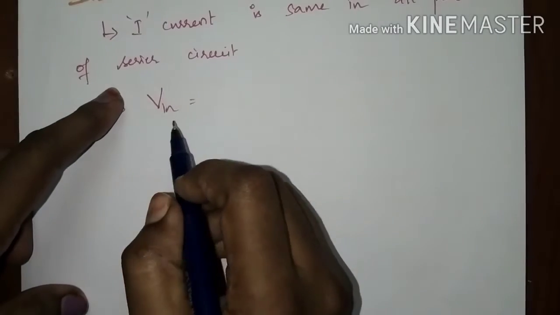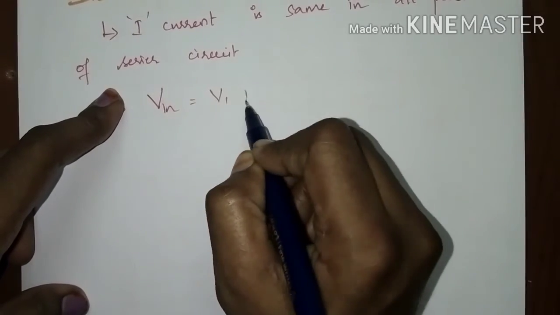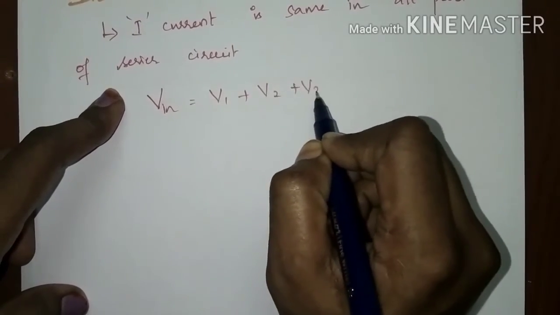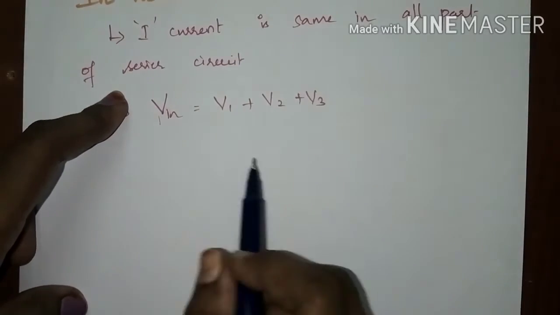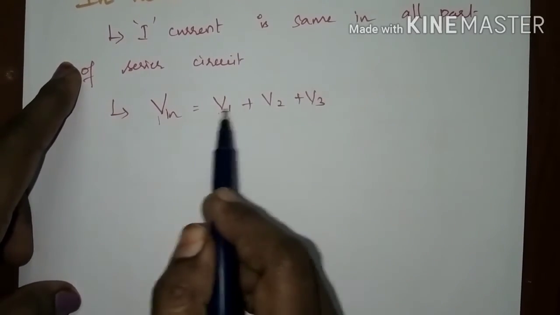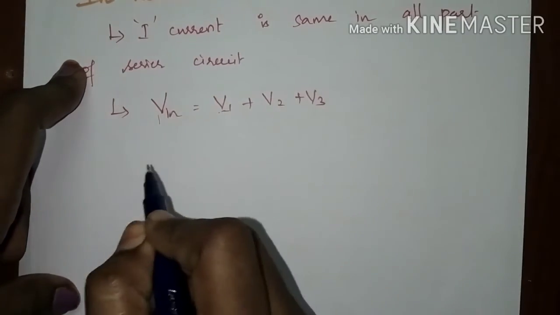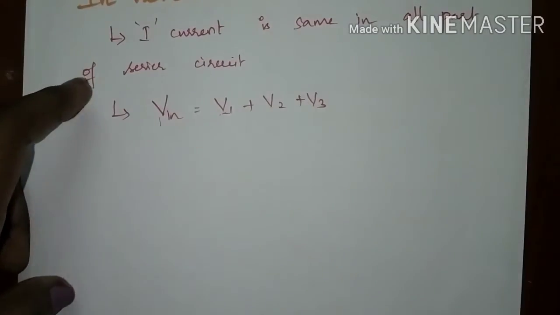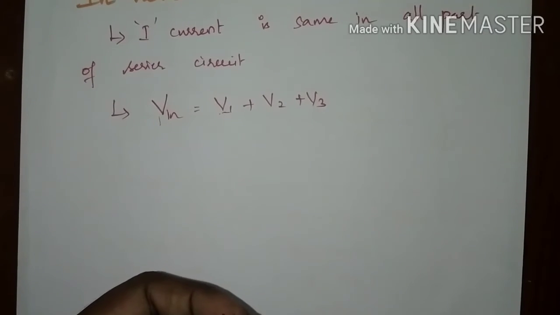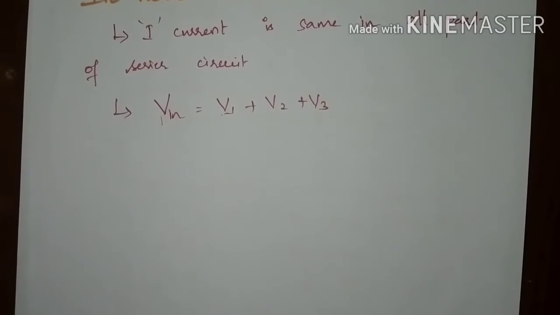So the total input voltage would be equal to the voltage occurring in each resistive element present in the circuit. So the input voltage will be equal to the sum of the drops across the elements present in the series circuit. Okay, these two are the major characteristics of a series circuit: the current will be the same and the voltage will be different in the series circuit.